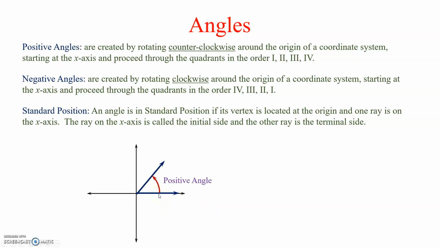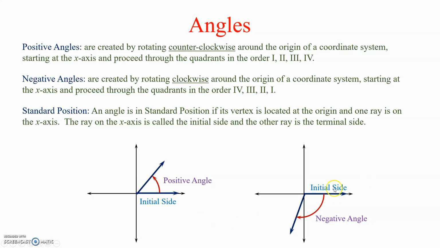To designate that it is a positive angle, the little arc with the arrow will indicate that it did open up in a counterclockwise direction. Similarly, if I start with my initial side and it shows that I'm opening in a clockwise direction, it's a negative angle. Again, here you'll see the arc is showing that it did open in a clockwise direction. On both of these illustrations, my initial side happens to be on the x-axis. That's the criteria for it being in standard position. And there's my terminal side.